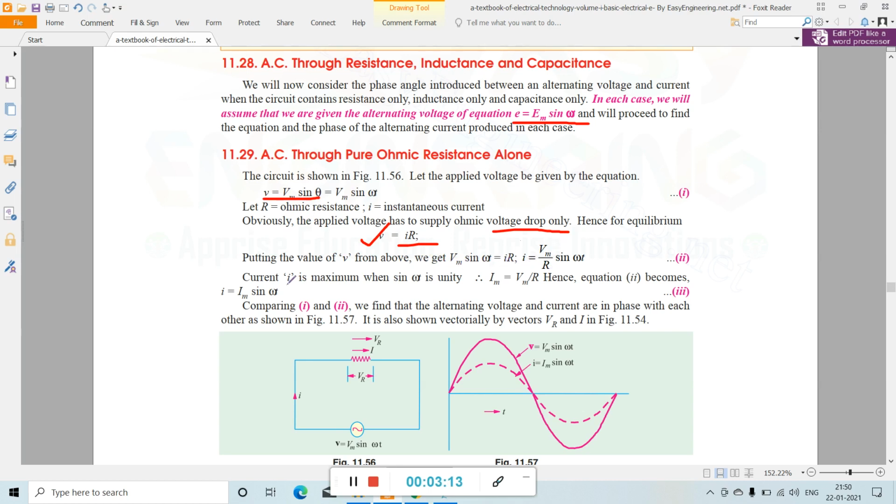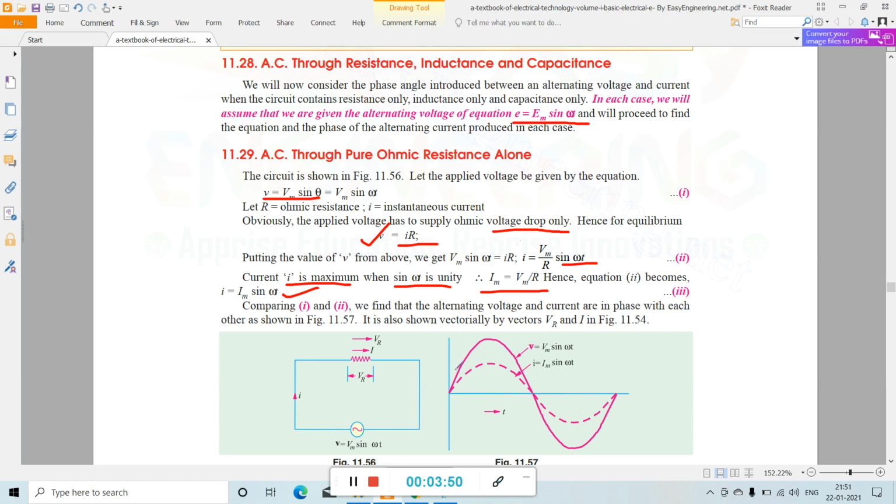Here i is the maximum when sin omega t is unity. That means when this term is 1, i is equal to Vm by R, and this is the maximum value of i. It is represented as Im is equal to Vm by R. Then the second equation becomes small i equal to Im sin omega t, where Im is equal to Vm by R. By comparing equation 1 and equation 2, we find that the alternating voltage and current are in phase with each other.